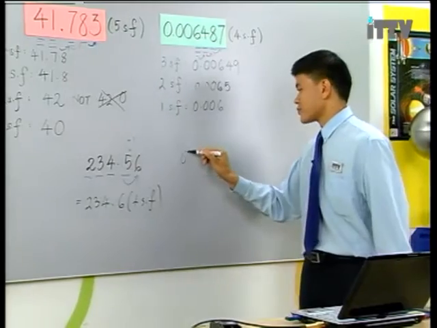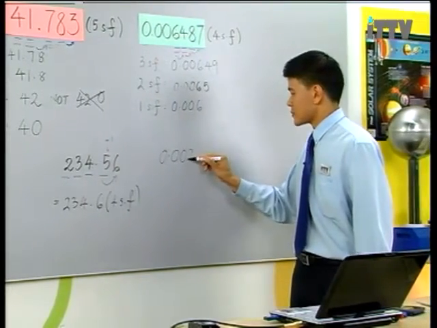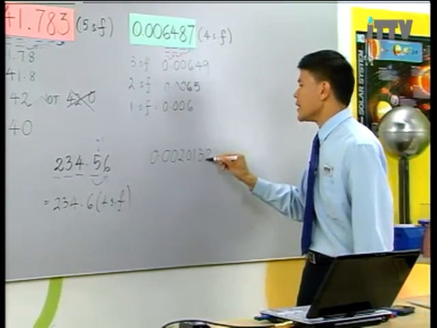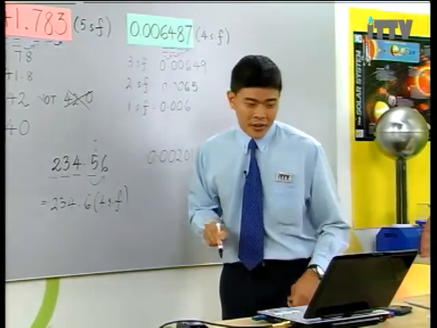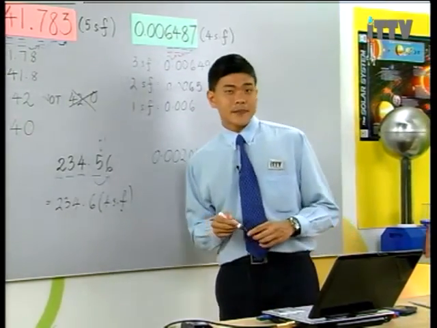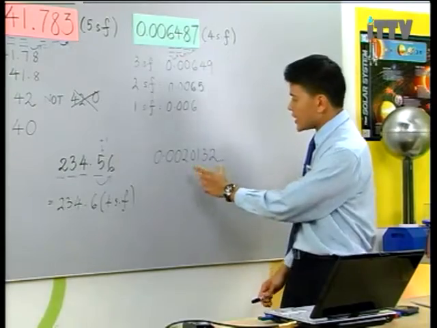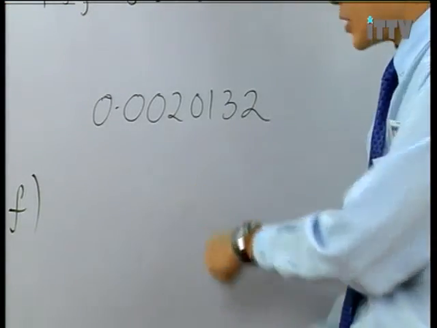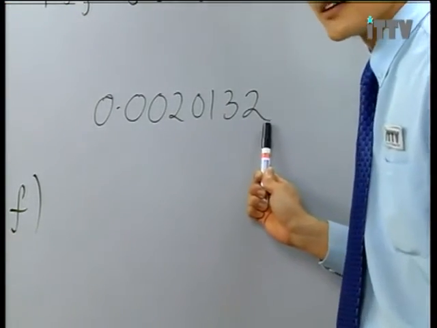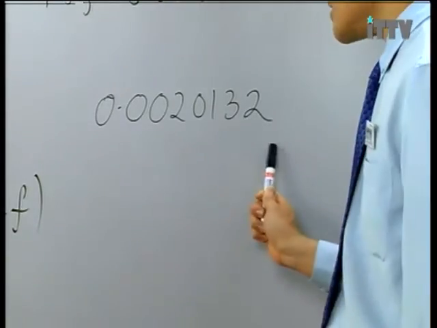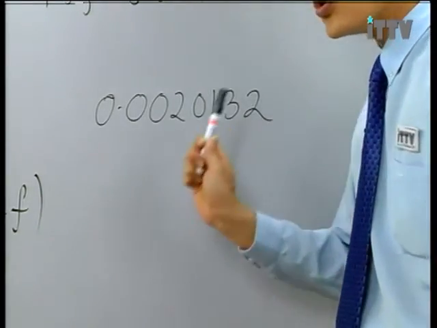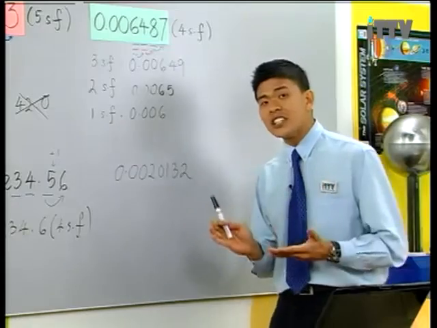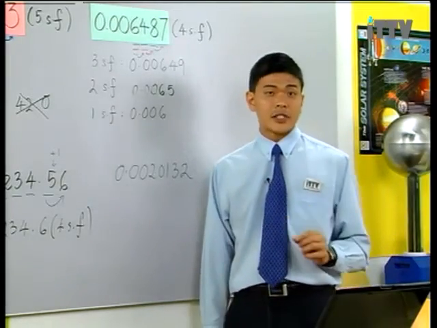0.00020132. And how many do we need to round this number off? To 2 significant figures. Originally it has 5 significant figures. Okay, too many. Sometimes we need to reduce it. So we need to cut it from 5 to 2 significant figures. We are just changing the level of accuracy of this number.